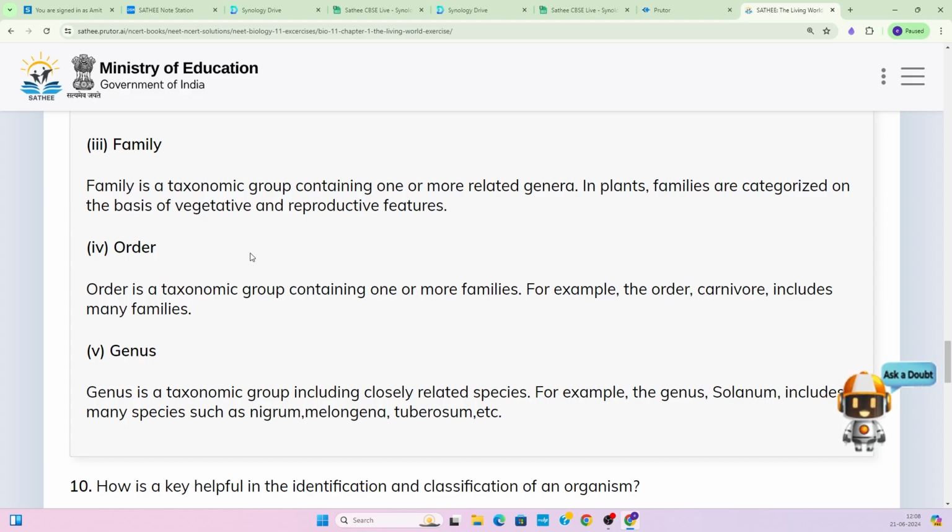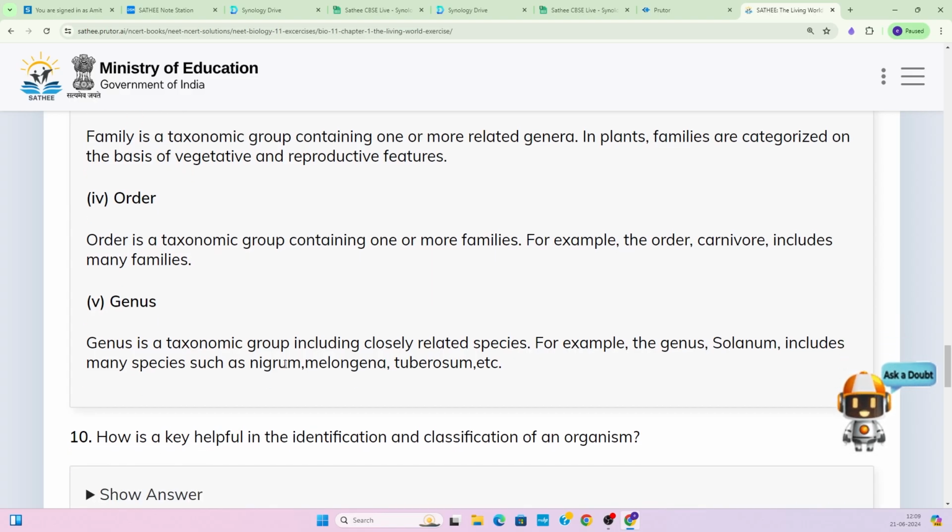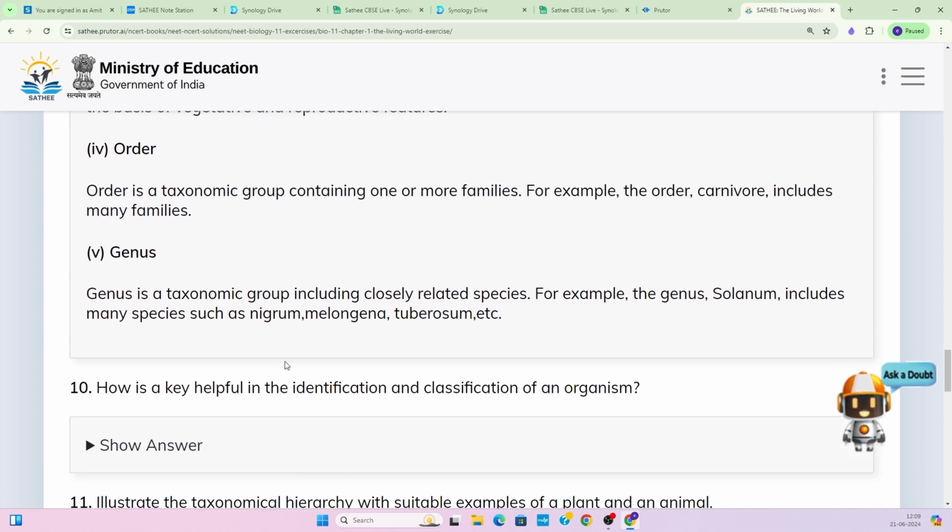Next is the order. Order is a taxonomic group containing one or more families. So many families come under one order. For example, the order Carnivora includes many families, Felidae and Canidae. Carnivora is the order, and Felidae and Canidae are the two families included in it. So order is a taxonomic group that contains one or more families.